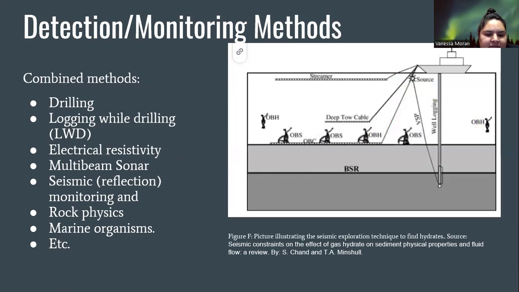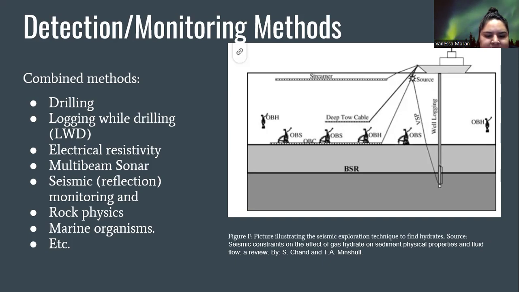Detection and monitoring methods of methane hydrates. So presence of methane hydrates changes the physical properties of marine sediments. They have studied fluid flow of sediment and rock physics, as well as used geophysical methods like electrical resistivity, seismic reflection monitoring, multi-beam sonar, and drilling to learn more about the hydrates. The multi-beam sonar, specifically the sound waves, are used to detect the methane bubbles and map the sea floor. The technique calculates the time and distance it takes for sound waves to travel through the ship to the sea floor and back. The sonar can also detect the density contrast between gas bubbles and seawater.